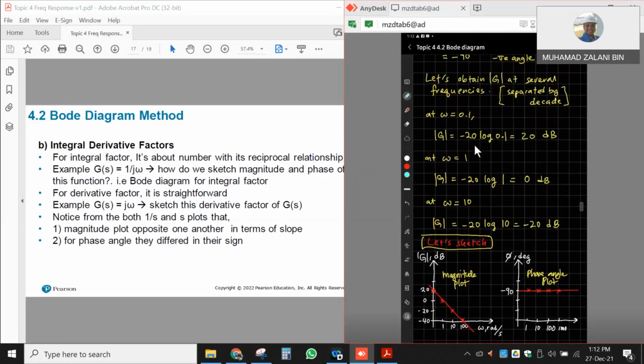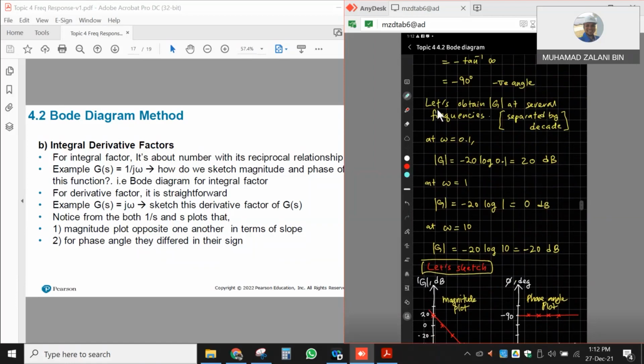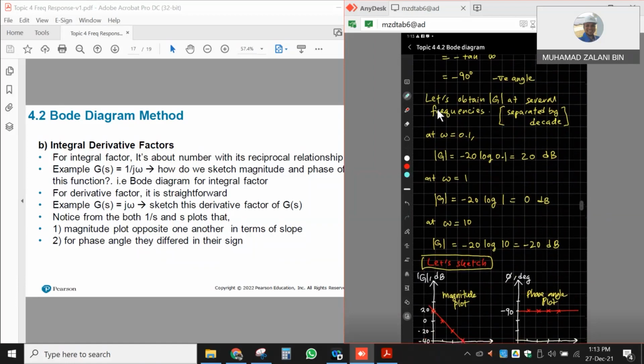Okay, let's obtain G for several frequencies separated by decade. Let's do the magnitude of G at several frequencies. Start with omega equals 0.1, the first point of omega. Substitute in the equation, G equals negative 20 log 0.1, then we get 20 decibel.